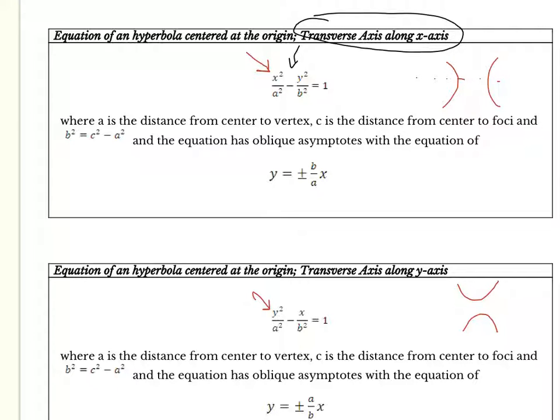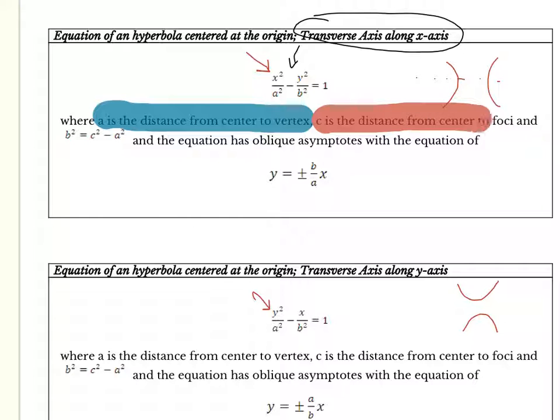So the important thing is we have this a, b, and c. And again, very important things to recognize in this problem. a is the distance from the center to the vertex. That's very similar to an ellipse. c is the distance from the center to the foci. b doesn't have a really good definition, like b in an ellipse was center to co-vertex. In a hyperbola, it's just part of these asymptotes.